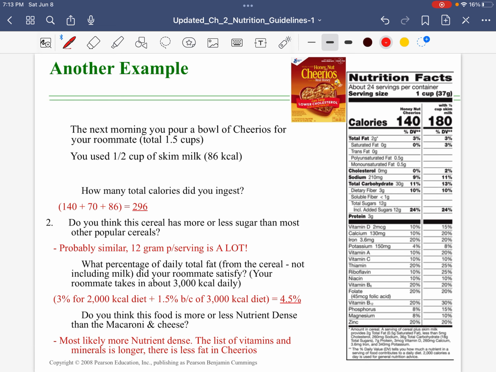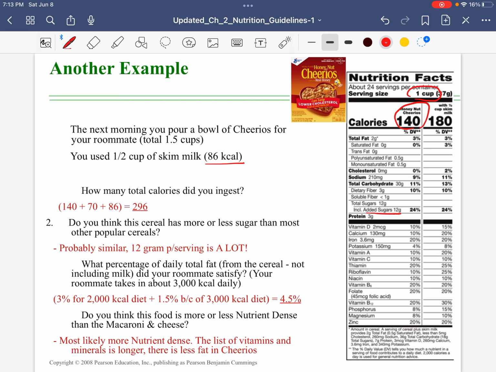All right, I know I got these right. So here we have our bowl of Cheerios, but we had 1.5 cups. How many total calories? 140. And then half of that is 70 plus our milk. Total calories 296.